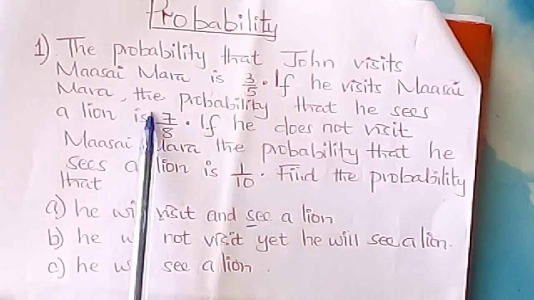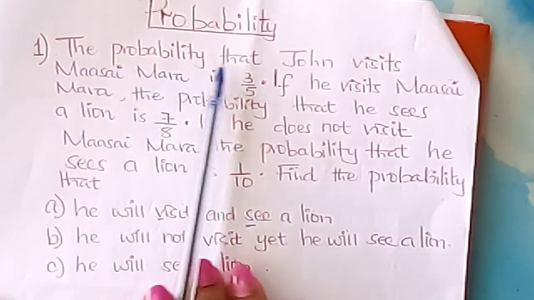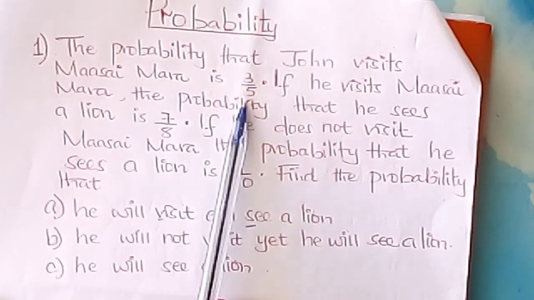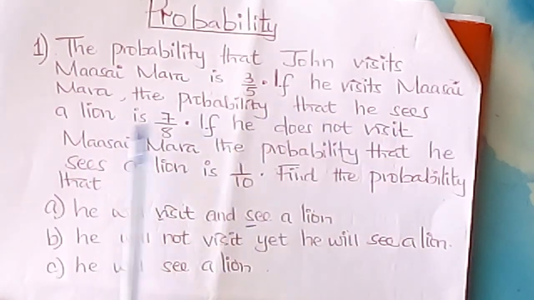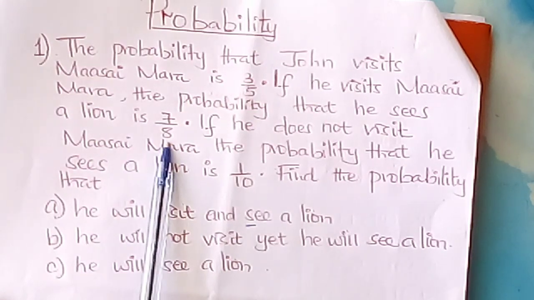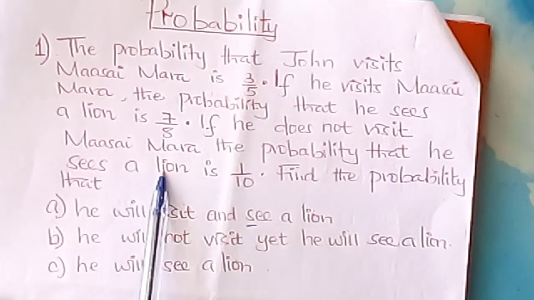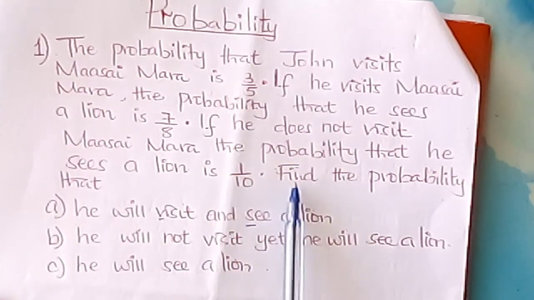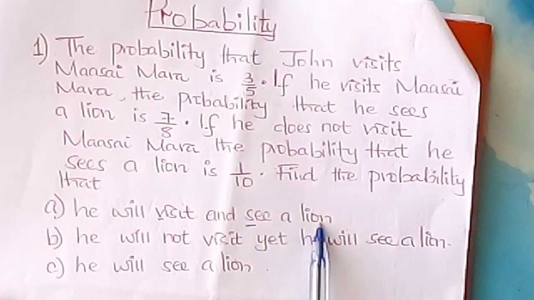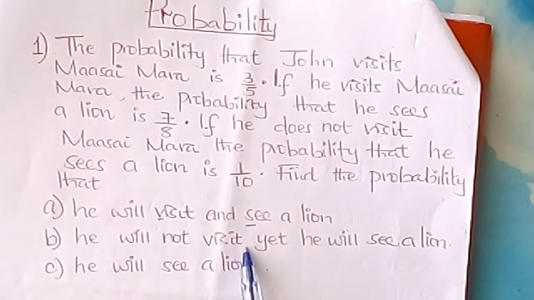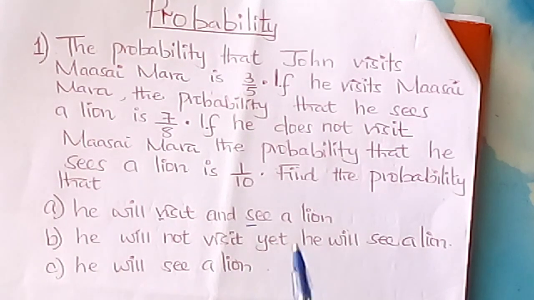I would like us to look at this question, learners, to do with probability. The question is, the probability that John visits Masai Mara is 3/5. If he visits Masai Mara, the probability that he sees a lion is 7/8. If he does not visit Masai Mara, the probability that he sees a lion is 1/10. Then find the probability that A, he will visit Masai Mara and see a lion. B, he will not visit, yet he will see a lion. And C, he will see a lion.